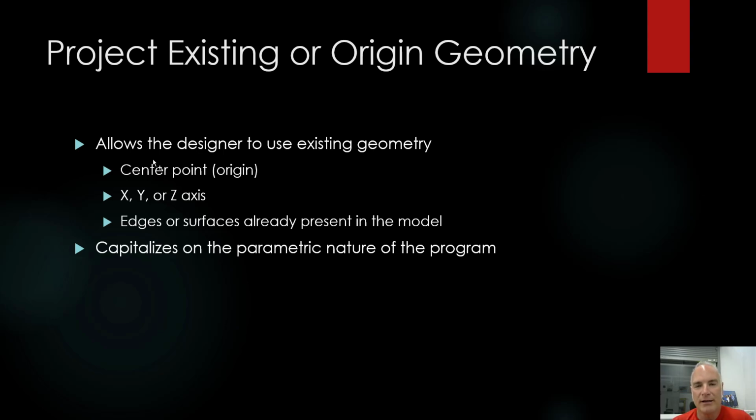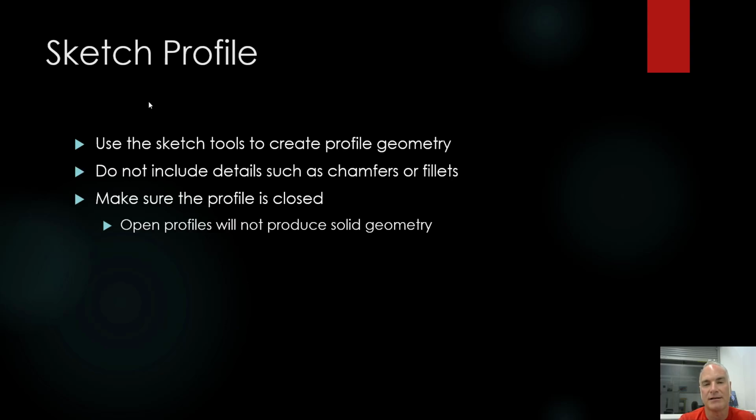The good thing about doing this is it capitalizes on the parametric nature of the program. Any geometry that I project from a part becomes a part of this new sketch, but if the old surfaces are moved or changed for any reason, they update into the sketch, and the sketch is parametrically updated.